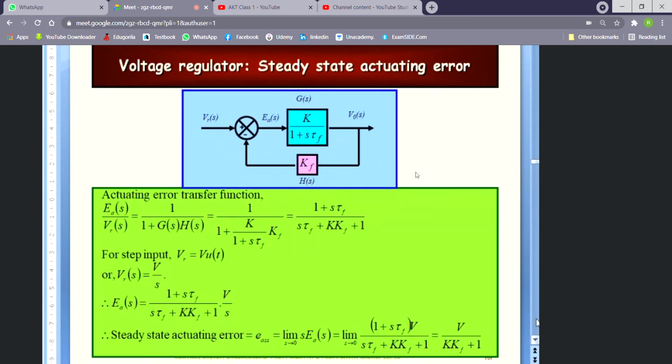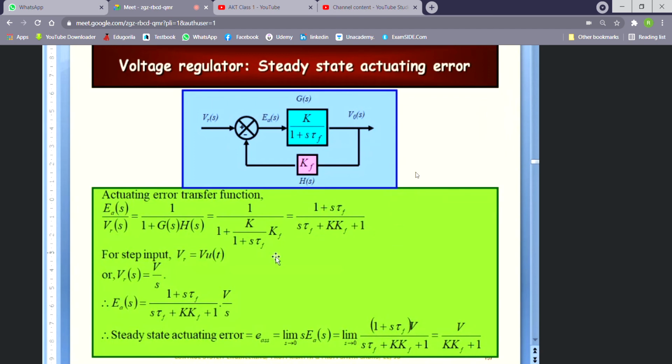Now, of course, for the actuating error transfer function, we put in the model for G(s) as well as H(s). G(s) is equal to K by 1 plus s tau, that has been put over here. H(s) is equal to KF, that has also been put over here. And then just trying to simplify it, this is what we get.